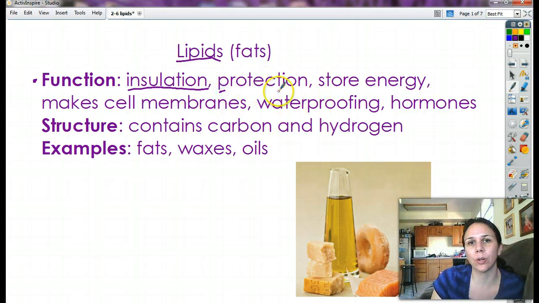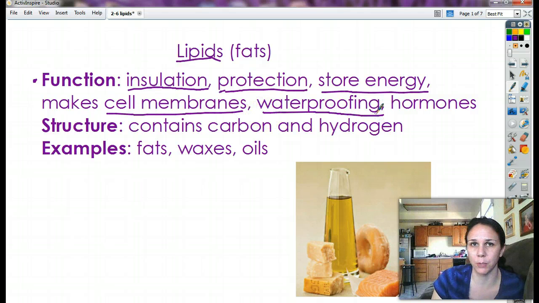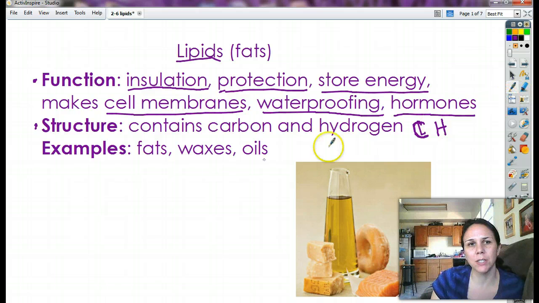Protection, protects your organs from withstanding damage, stores excess energy, helps to make your cell membranes, helps to waterproof parts of you, also bugs too, and also helps to synthesize hormones. Structure of lipids is that they contain only carbon, that's a C, and hydrogen. Examples of lipids would be things like fats, waxes, and oils. Like all that yummy goodness right there.